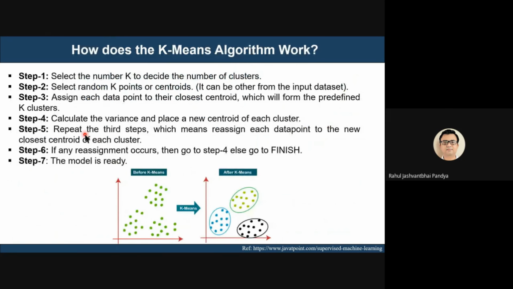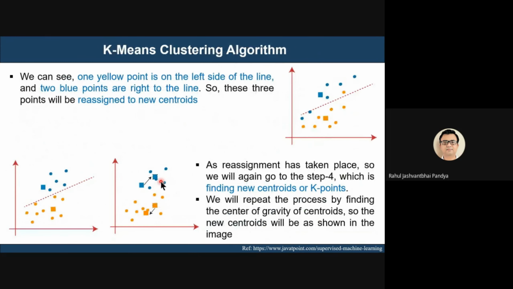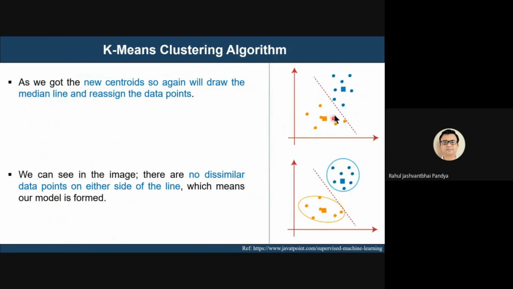So step number four was to calculate the variance and place a new centroid for each cluster by observing and optimizing the distance. Then repeat the third step, which means it will reassign each data point to the new closest centroid for each cluster. So when we move the centroid, data points will also be reallocated, this line will also shift, and it will create different clusters. So let's say I moved my centroid here.